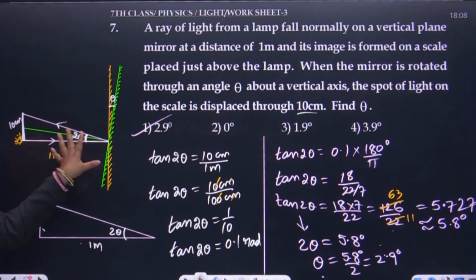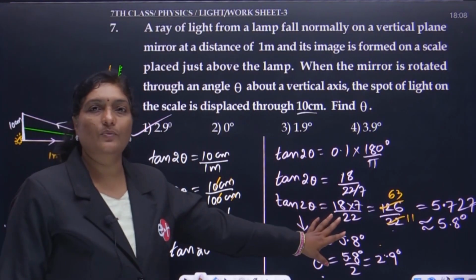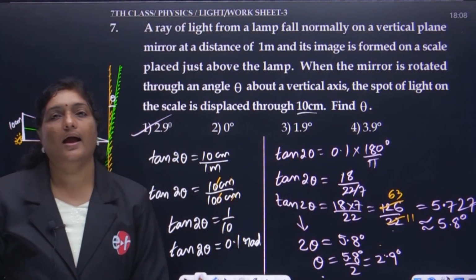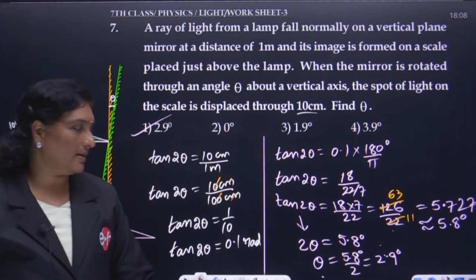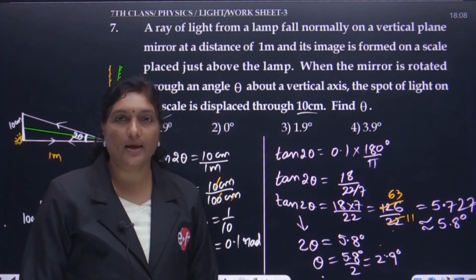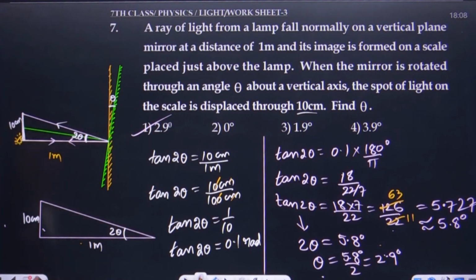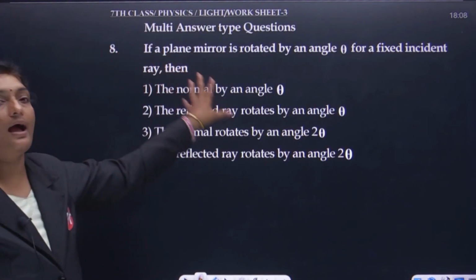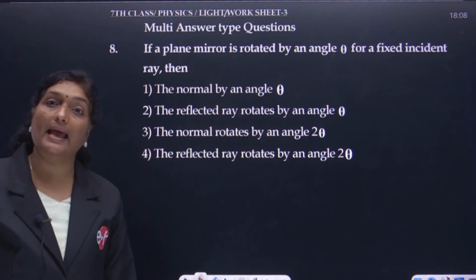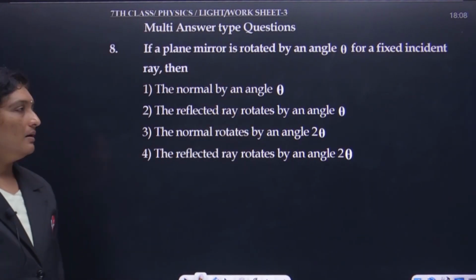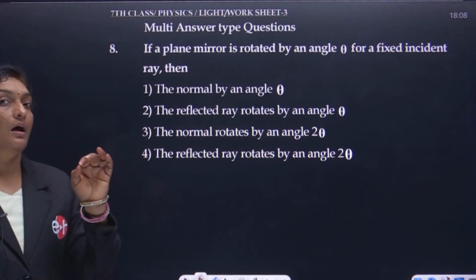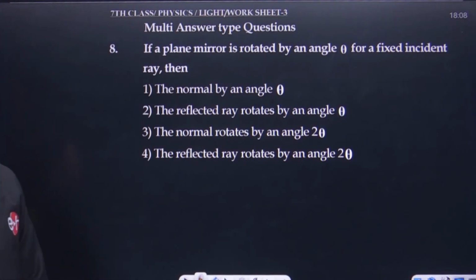Children, the concept is easy. The only thing is that you should be clear with the trigonometric functions and the conversions of degrees and radians. That's it, then you'll get the answer. Okay, moving ahead with the next question, children, question number 8, a multi-answer type question, where more than one option is true. So let us look into the question carefully and then answer.